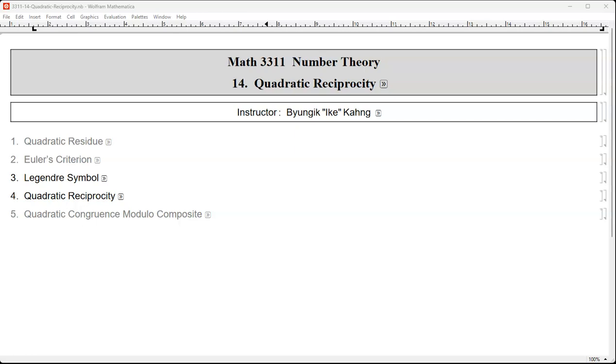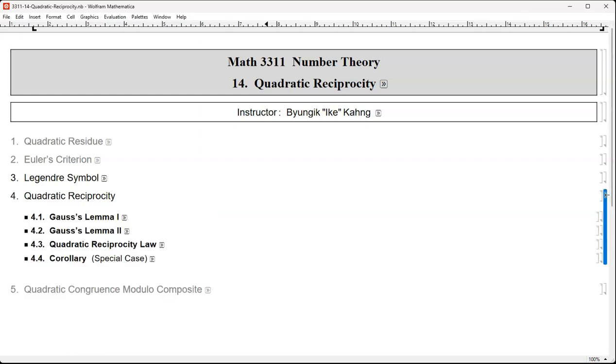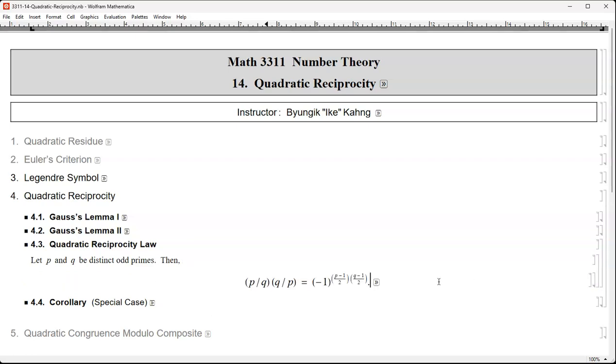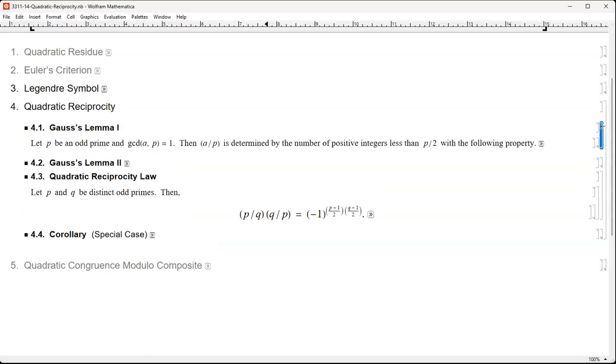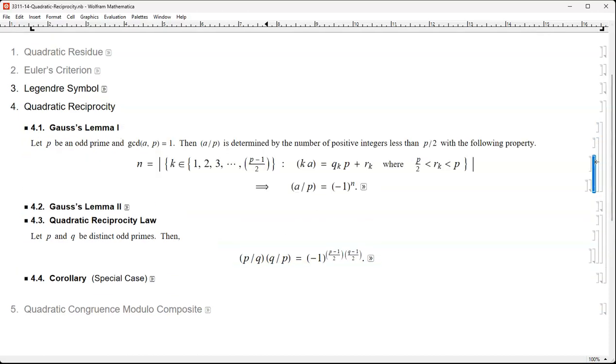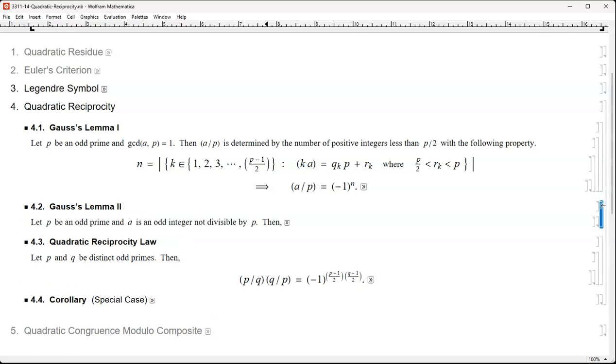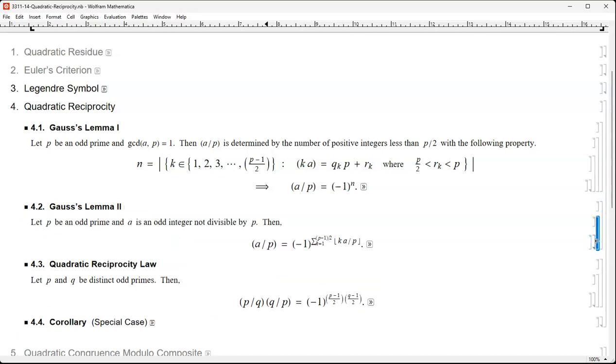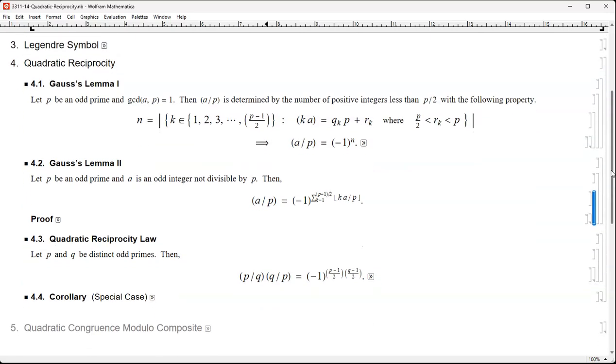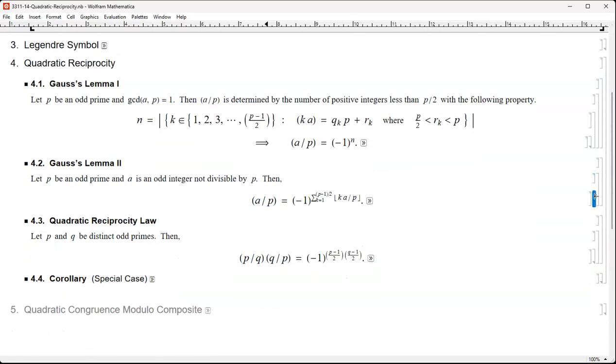Hello students, welcome back. We are coming toward the conclusion, the culmination of this entire course, the proof of the quadratic reciprocity law, this one here. Previously we went through Gauss' lemma number 1, and then we used it to prove Gauss' lemma number 2. Now we're going to use Gauss' lemma number 2 to prove the main theorem, the quadratic reciprocity law.